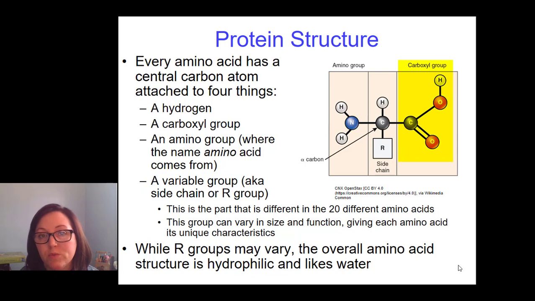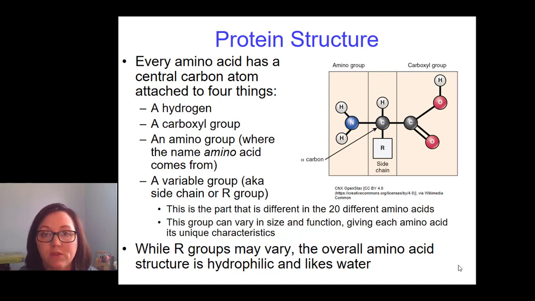Carboxyl groups are acidic, so that's where the acid part of amino acid comes from. Also attached to the central carbon is a hydrogen, and then last but not least is something called a variable group, or an R group, or a side chain. This variable group is what it sounds like. It varies from amino acid to amino acid.